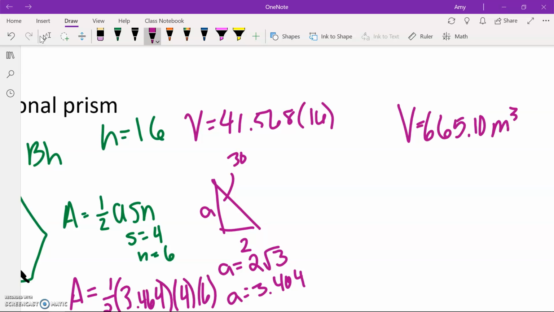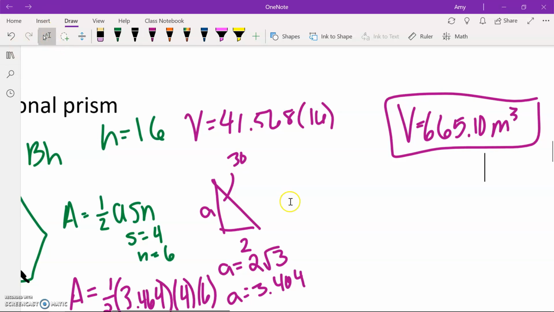So I want you to notice what's important in these problems is being able to accurately calculate the area of those bases, and you might need to go back and practice some of those area problems to be able to calculate your volumes.